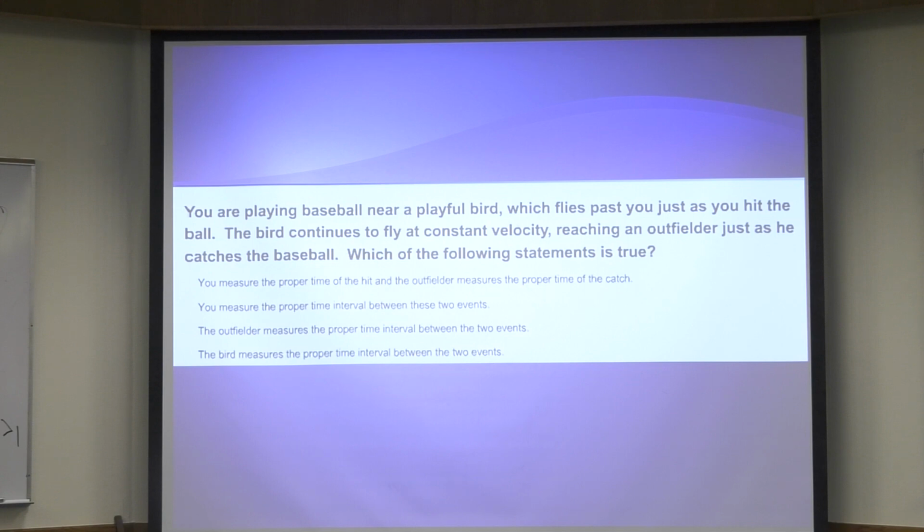Okay, hopefully you got this one. The two events are the ball being hit and the ball being caught. So who or what was there at each of those events? The bird. So the bird measures the proper time.